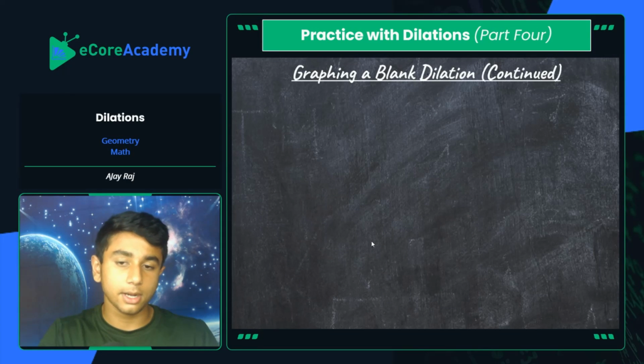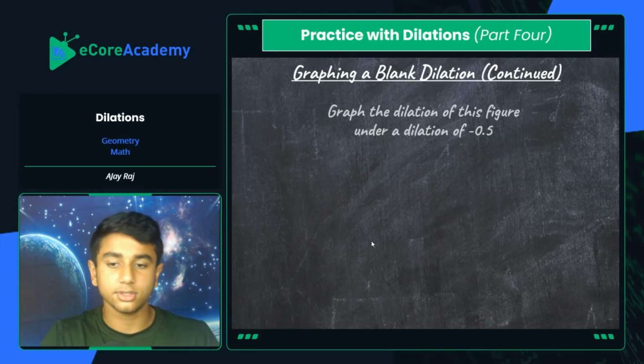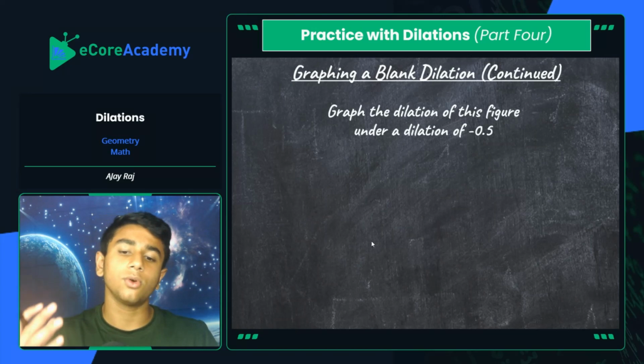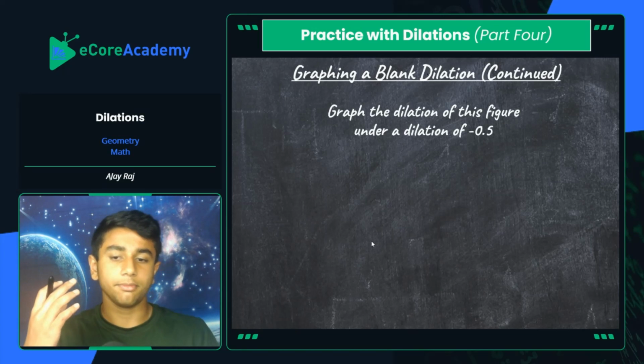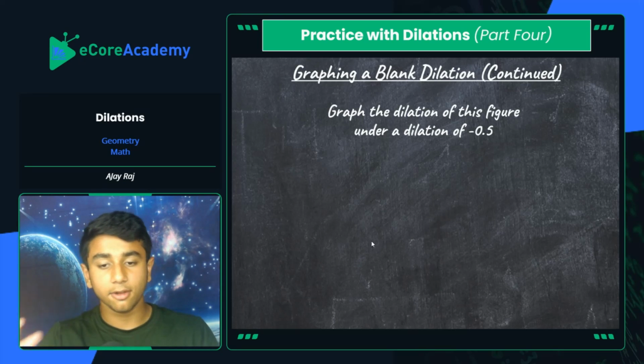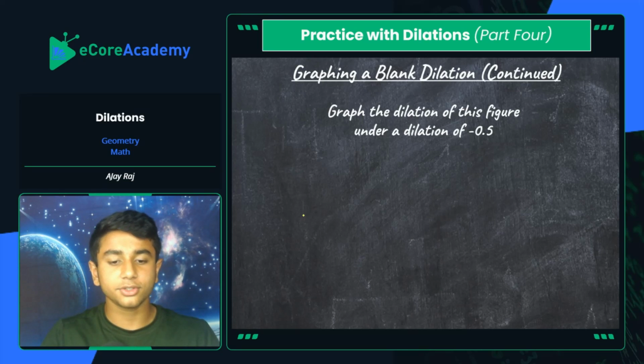Finally, for a final problem, it's going to be graphing a dilation continued. This is another example, and I'm going to be incorporating a negative scale factor, because remember I introduced negative scale factors and how I said they're a bit different from positive scale factors, with similar properties but different location requirements. So let's draw this triangle out here.